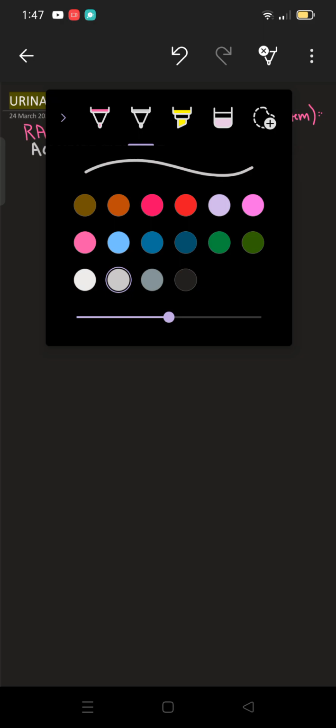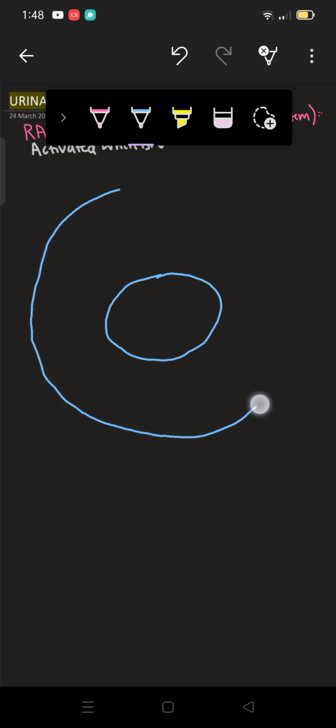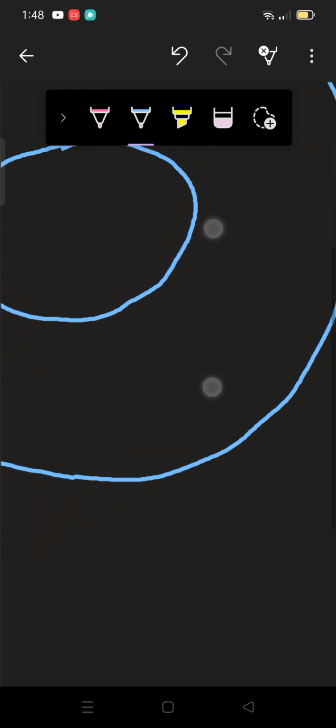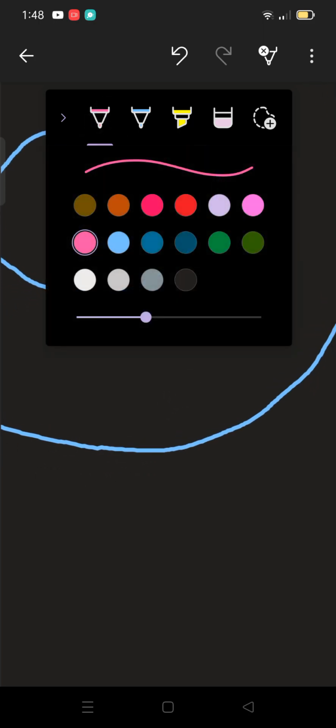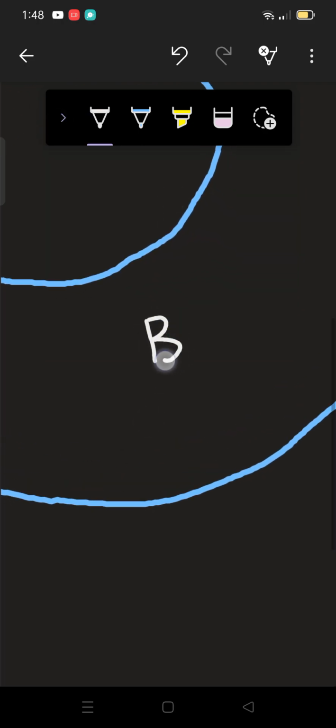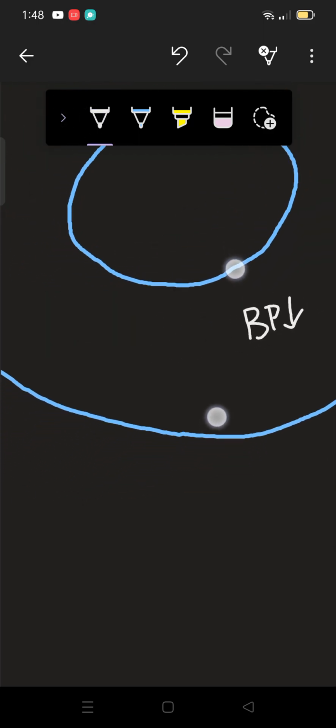Alright, so now I am going to make a diagram so that it can be clear to you. Alright, so how should I make this? This is the circle. I should make it like this. Okay, if BP is down or BP is low, then what will happen when it goes to the kidney?